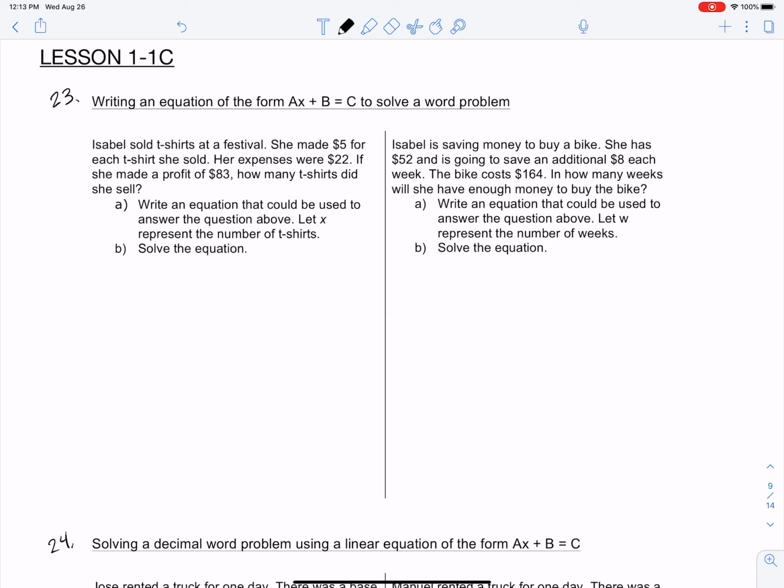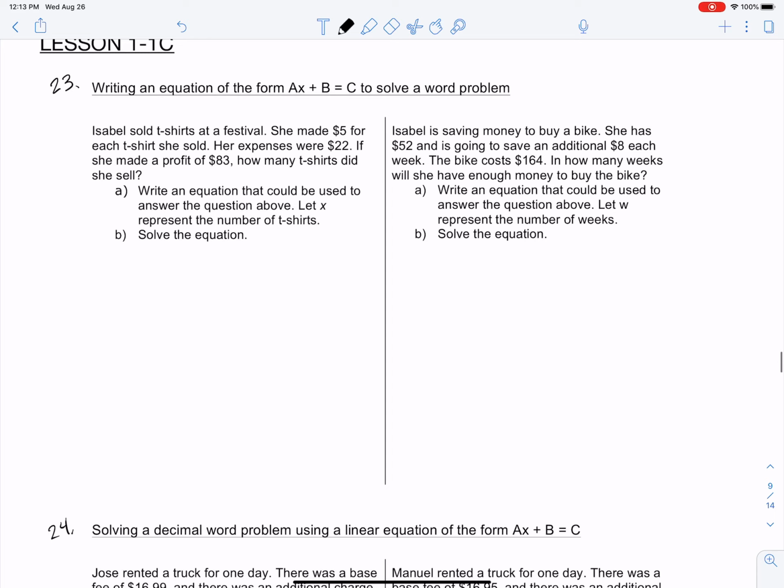So let's read it. It says, Isabel sold t-shirts at a festival. She made $5 for each t-shirt she sold. Her expenses were $22. If she made a profit of $83, how many t-shirts did she sell? And what is it asking us to do? In part A, it says, write an equation that should be used to answer the question above. Let x represent the number of t-shirts. And then part B is solve the equation.